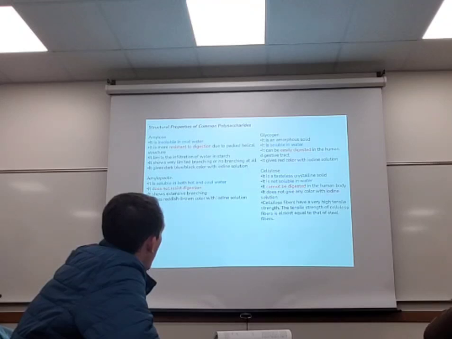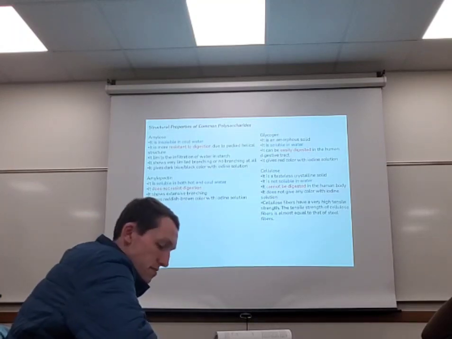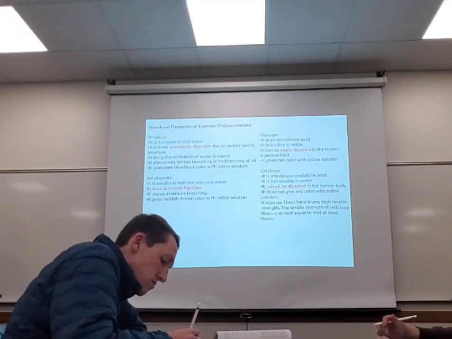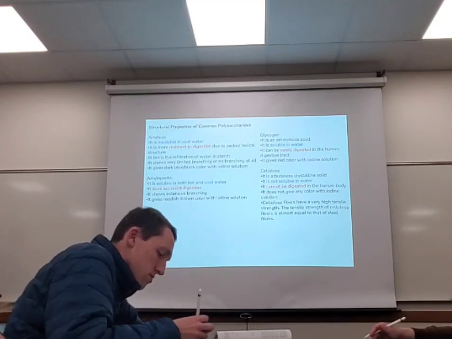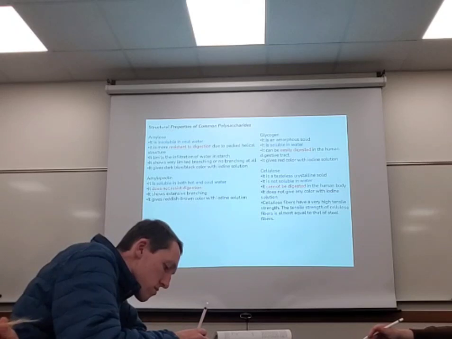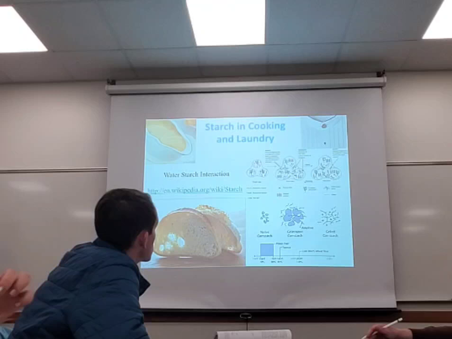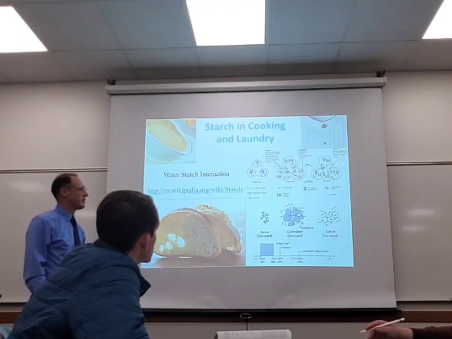Amylopectin is soluble in both hot and cold water and is not resistant to digestion. This one turned blue-black with iodine. This one's a reddish-brown. Glycogen itself gives a red color with iodine. It's soluble in water, easily digested. Cellulose is not soluble and doesn't give any color with iodine. Tensile strength almost equal to that of steel in the fibers. So there's your starch discussion.